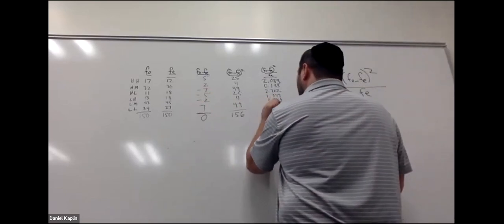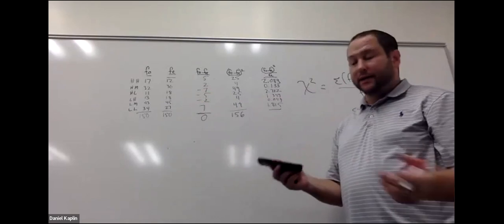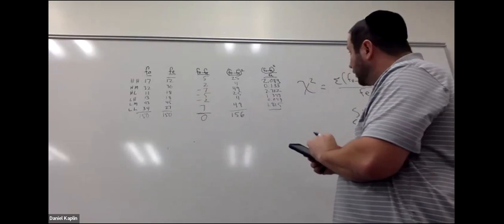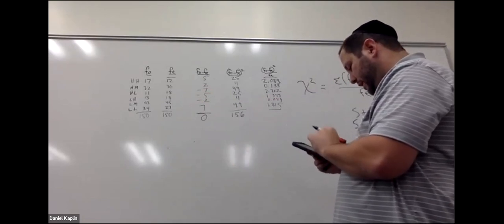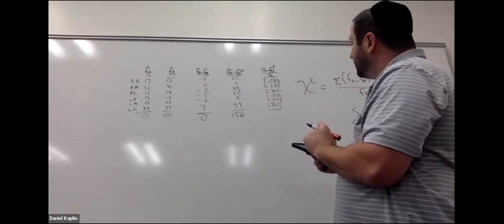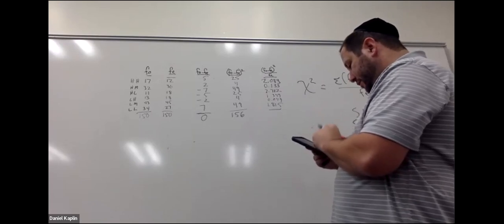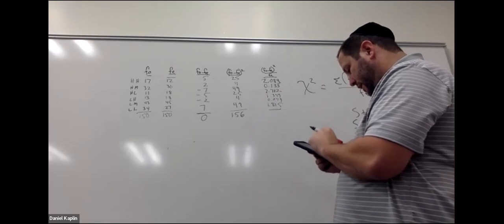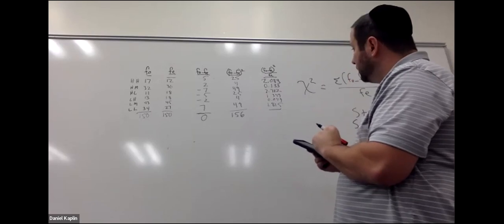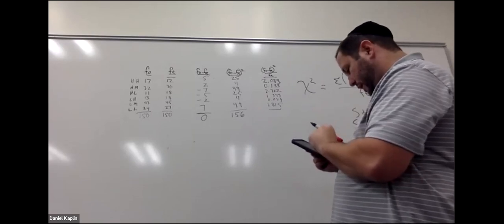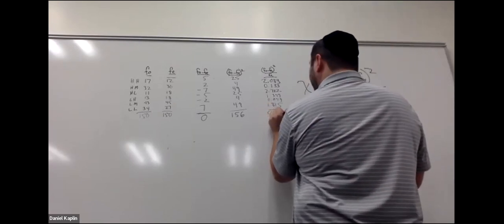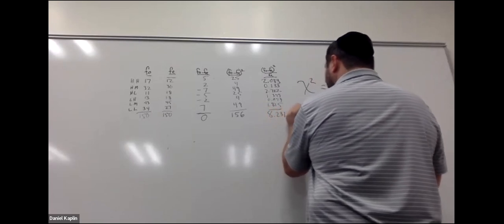All right, so now I have to add up all these numbers to get my chi-square value. So 2.083 plus 0.133 plus 2.722 plus 1.389 plus 0.089 plus 1.815. If I add that up, I get a chi-square value of 8.231 is our chi-square.